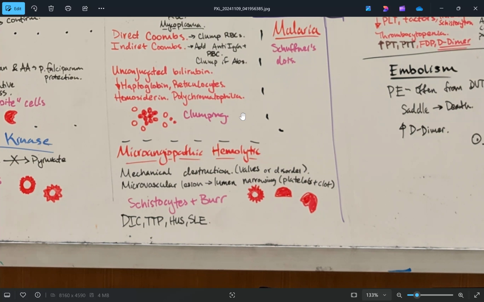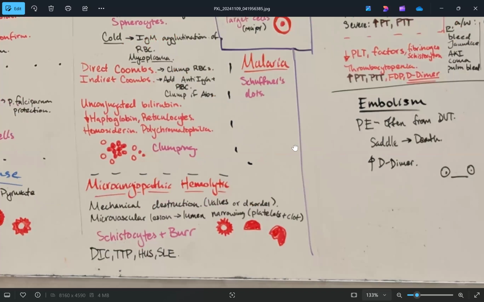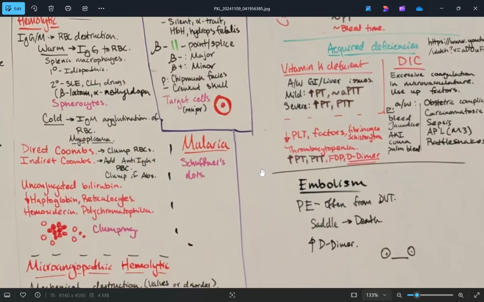This is also associated again with DIC, TTP, HUS, and SLE, lupus. Diseases where you have a lot more clotting, therefore a lot more platelets, more potential for those red blood cells to become beat up. The last intravascular extrinsic cause I'll talk about is just malaria. I'm not going to go too much into it because I haven't really looked at malaria that much yet. But if we're talking in terms of histology, you'll see Schüffner's dots inside those red blood cells.